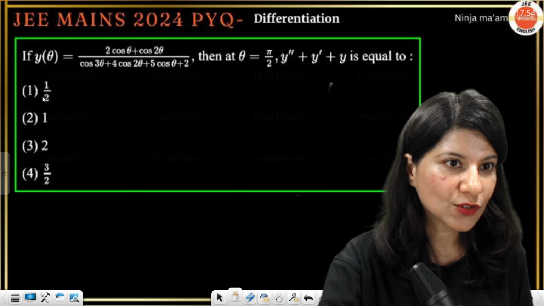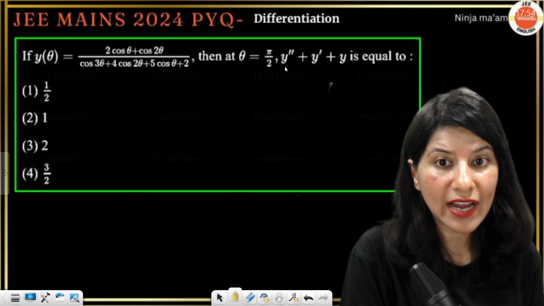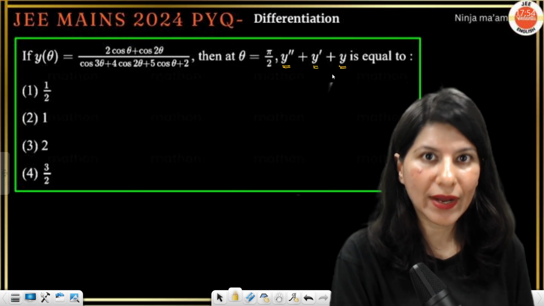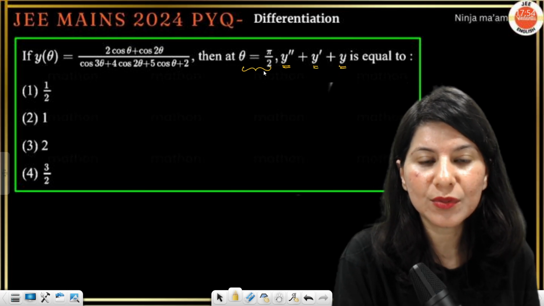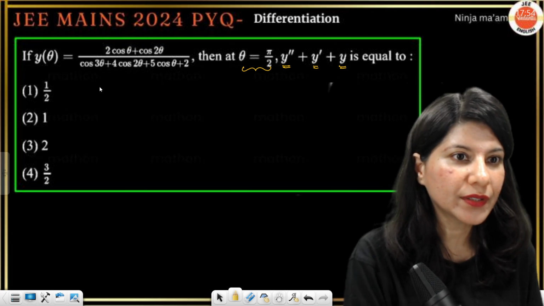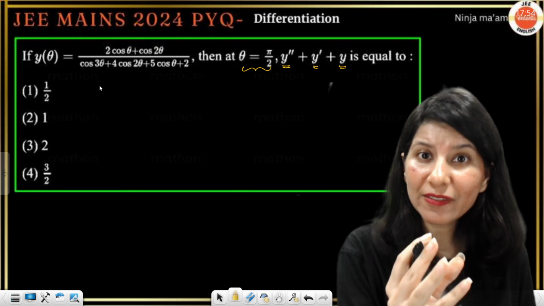Now let us talk about the next question wherein the higher order derivative y double dash is asked. Y dash, y double dash and y, these three values we want at theta is equal to pi by 2. So this question is very simple. It might be a little bit lengthy because of the simplification.